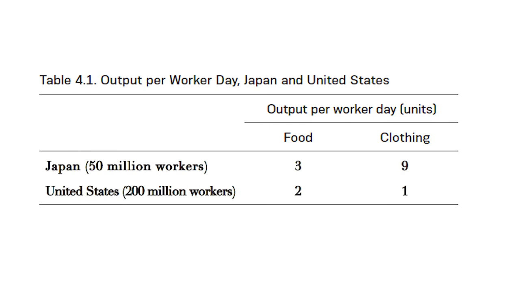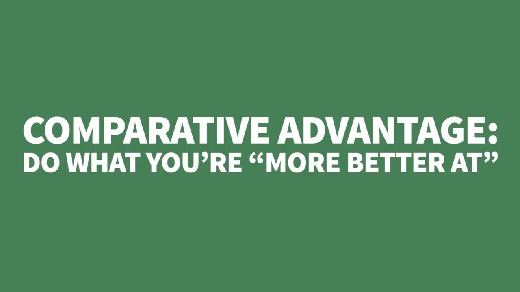I was going to save this for later, but I'll give it to you now. The best way I could remember comparative advantage as a student was to think of it in an intentionally ungrammatical and therefore memorable way. They should do what they're more better at. Or, in the case of the United States, where they're worse at both, they should do what they're less worse at. So let's look at the case where Japan focuses on what it's more better at, that is, clothing, right?